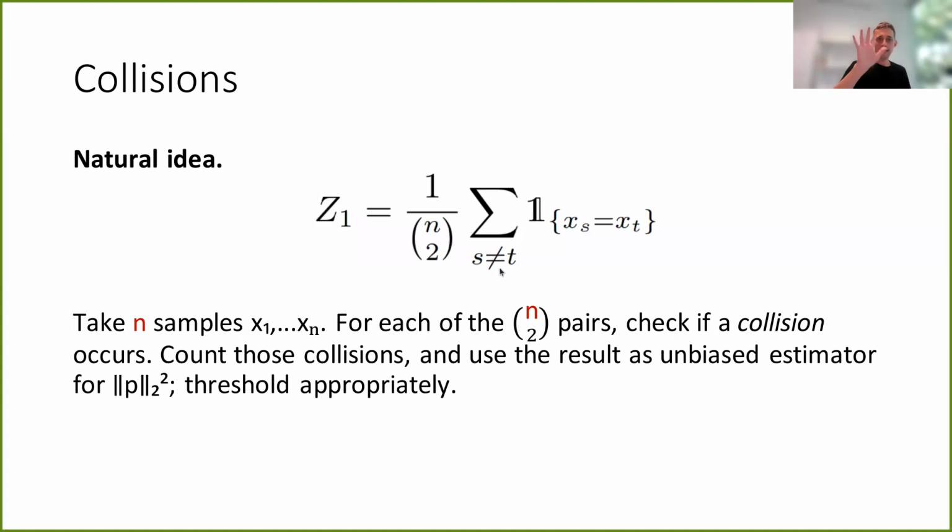So again, I compute this thing. I check whether it's closer to 1 over k or 1 plus epsilon squared over k. Depending on the result, I say uniform or far from uniform.